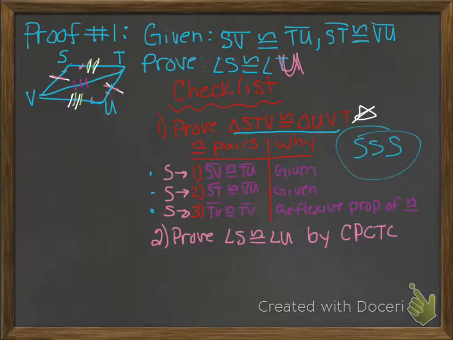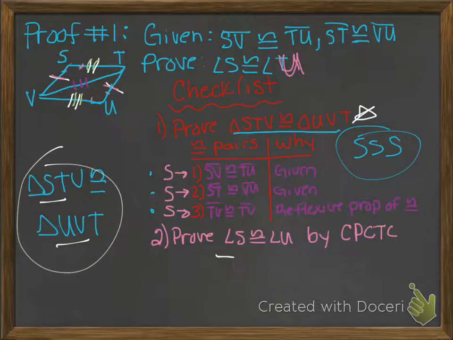Hopefully you've gotten that from the past couple of lessons. Then all we have to do is say, since triangle STV is congruent to triangle UVT, we can see that angle S and angle U are corresponding, since they're in the same spots of our congruent statement. So then I can say that angle S is congruent to angle U by my CPCTC theorem. That's all we have to do. So let's try and put it in a proof.